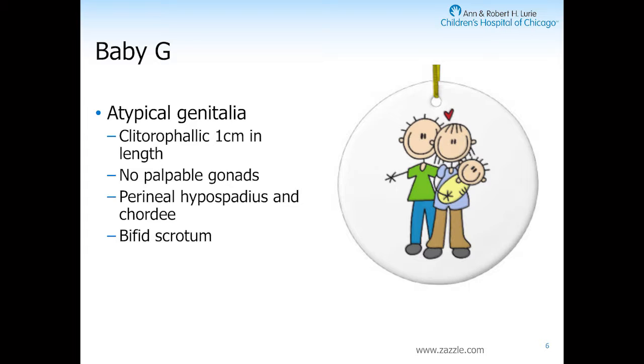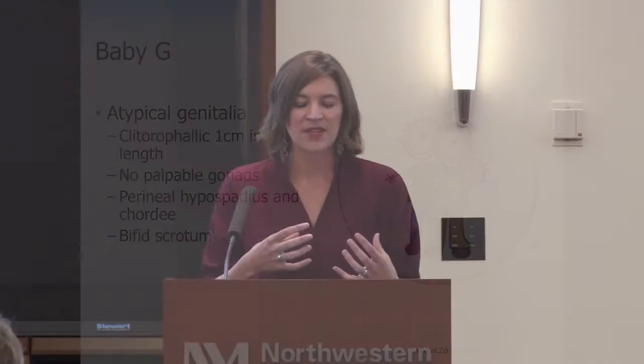So when the baby was born, the baby had atypical genitalia, and it actually wasn't completely clear based on the genitalia whether this baby was a baby girl or a baby boy. So the baby had what we refer to as a clitorophallic structure. So there was a structure that was larger than a typical clitoris, but smaller than a typical penis. It was about 1 centimeter.